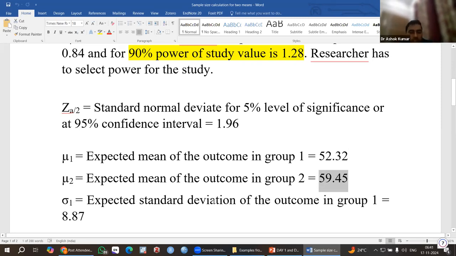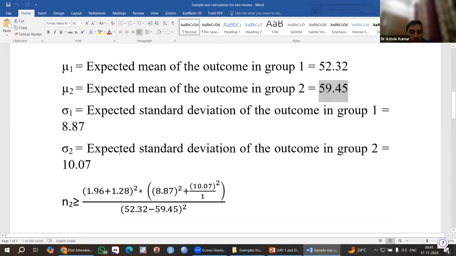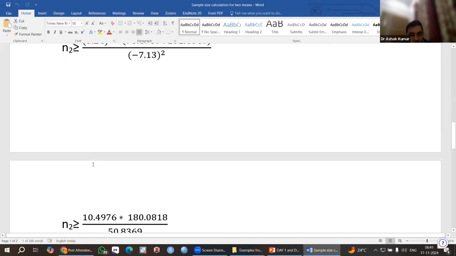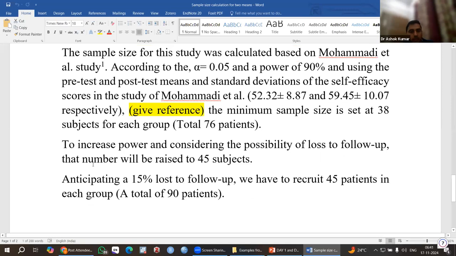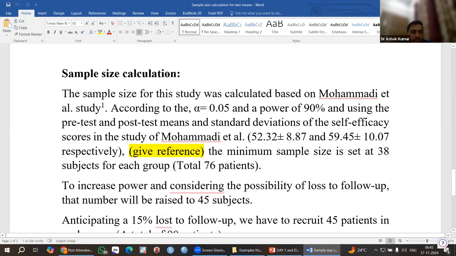Sigma 1 is the expected standard deviation of the outcome in group 1, that is 8.87, and sigma 2 is the expected standard deviation of the outcome in group 2, that is 10.07. We can see here the sample size calculation. The sample size for this study was calculated; I have taken it from a previous study.